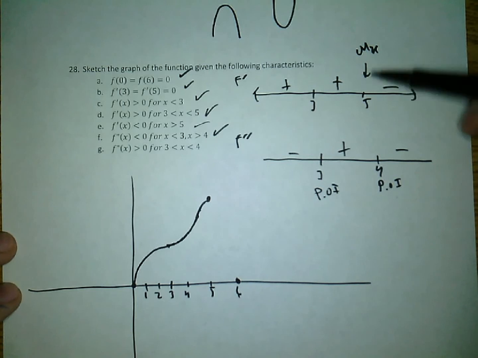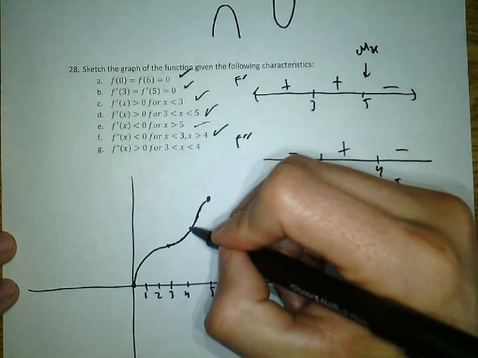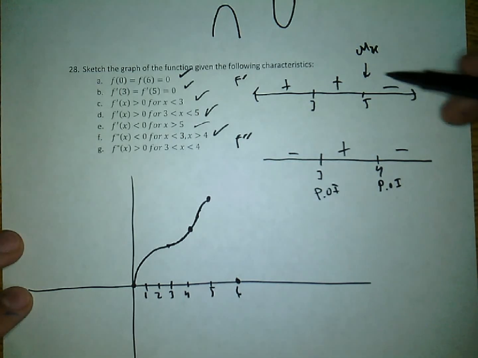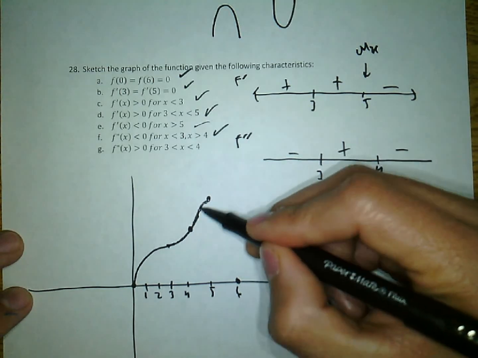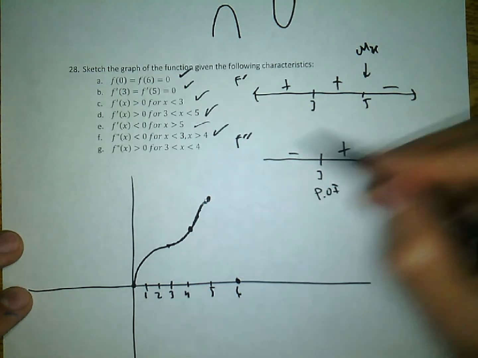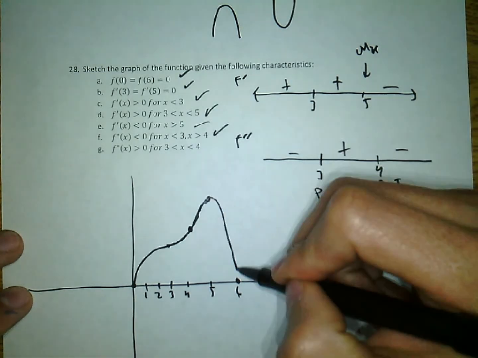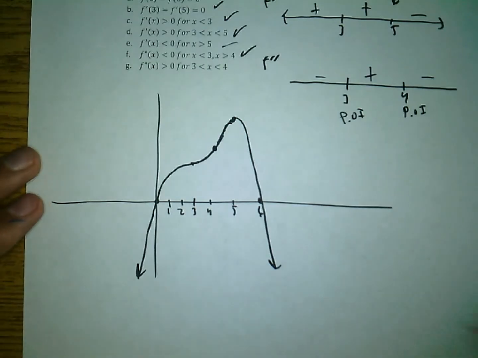And then when I get to 4, I have to change concavity right there, so I have a point of inflection. And then I have a 5. Then I have to be concave down afterwards. So concave down, and increasing until I get to 5, but decreasing after that. So it's going to look something like that. And that should be my final answer.